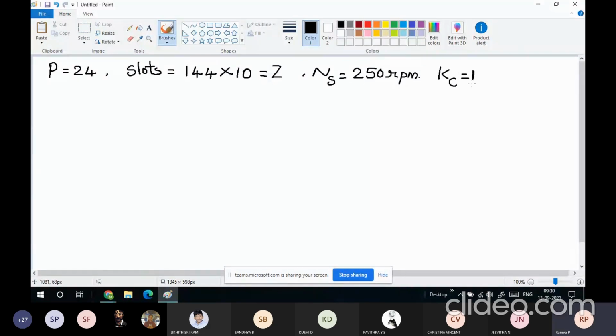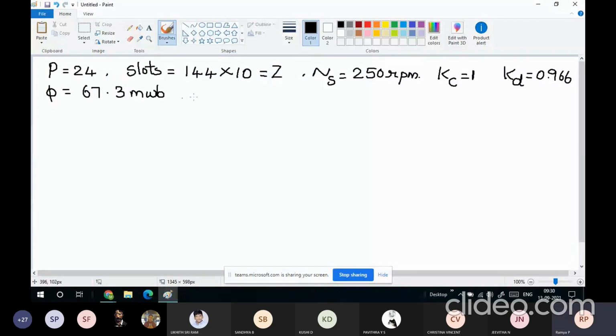It is a full pitch coil with a distribution factor of Kd equals 0.966. The flux per pole is phi equals 67.3 milliweber.